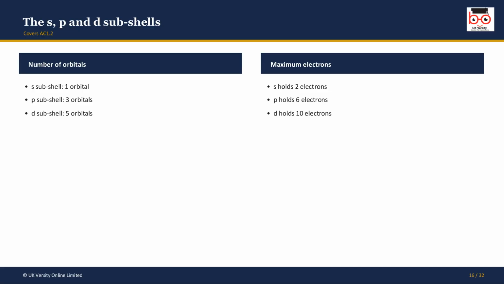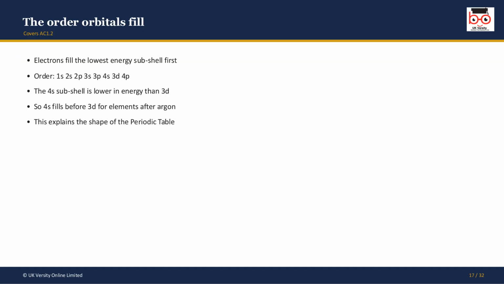That's the pattern underneath all of it. Electrons always fill the lowest energy subshell available first. The order runs 1s, 2s, 2p, 3s, 3p, then 4s, then 3d, then 4p. Notice that 4s slips in below 3d. It's actually lower in energy, so 4s fills before 3d for the elements after argon. That little bit of overlap is what gives the periodic table its shape.